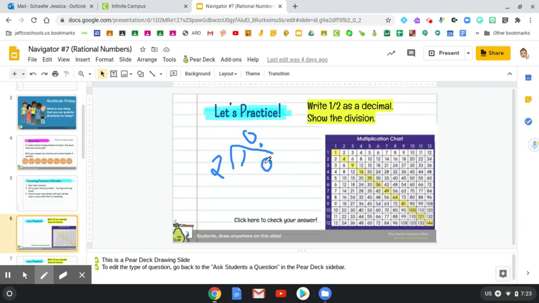2 can fit into 10 5 times. 5 times 2 is 10. Then I subtract, look for any leftovers. I don't have any. I'm down to a 0. That's how I know my division is finished. So I would get 0.5, or 5/10, as my final answer.